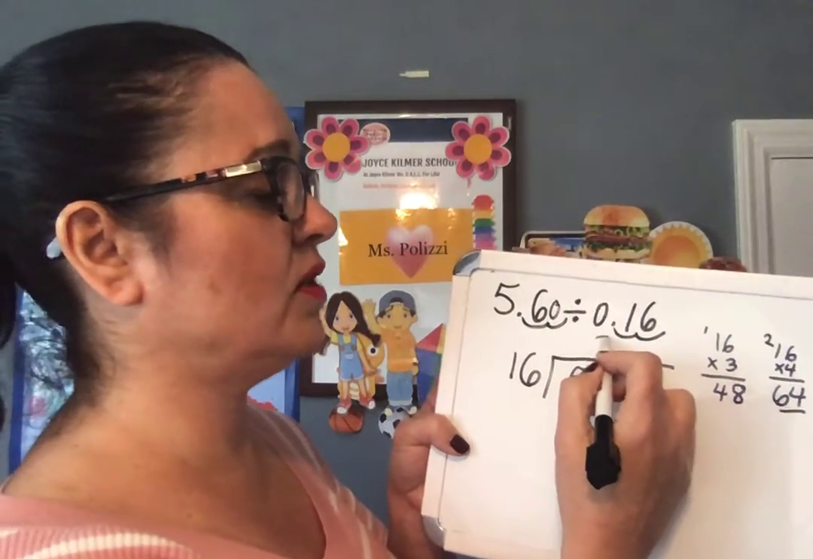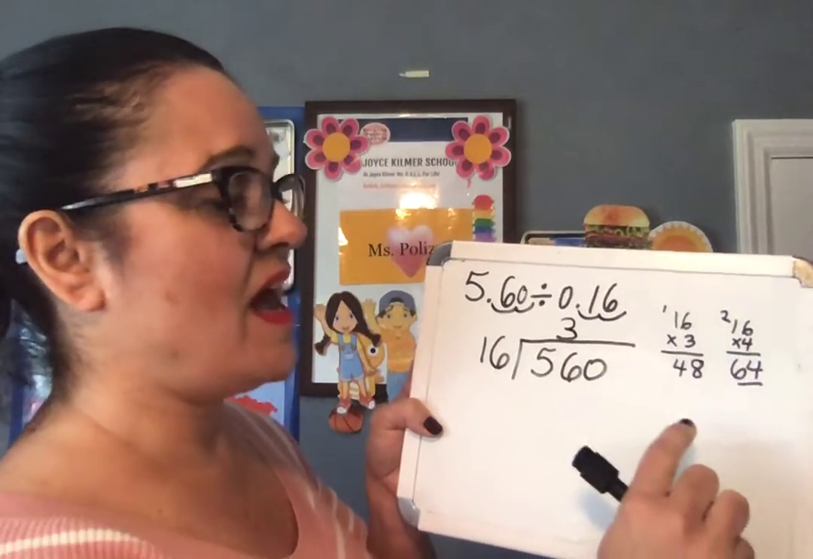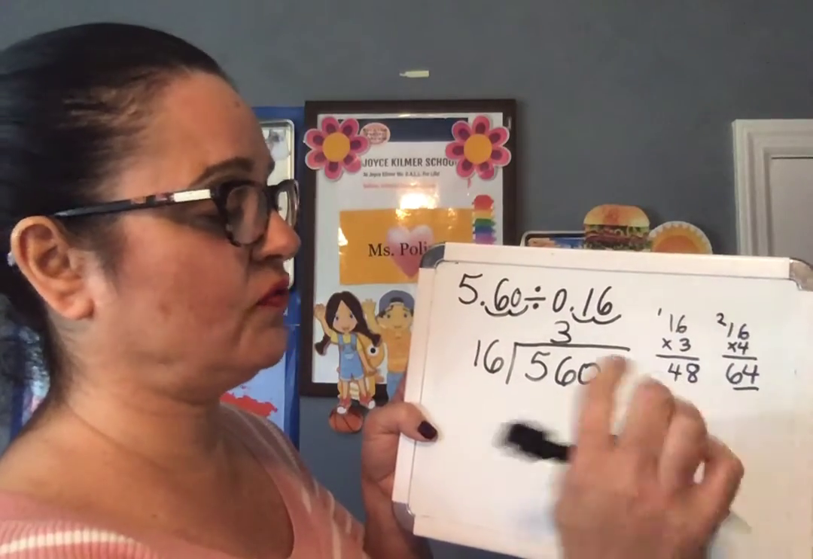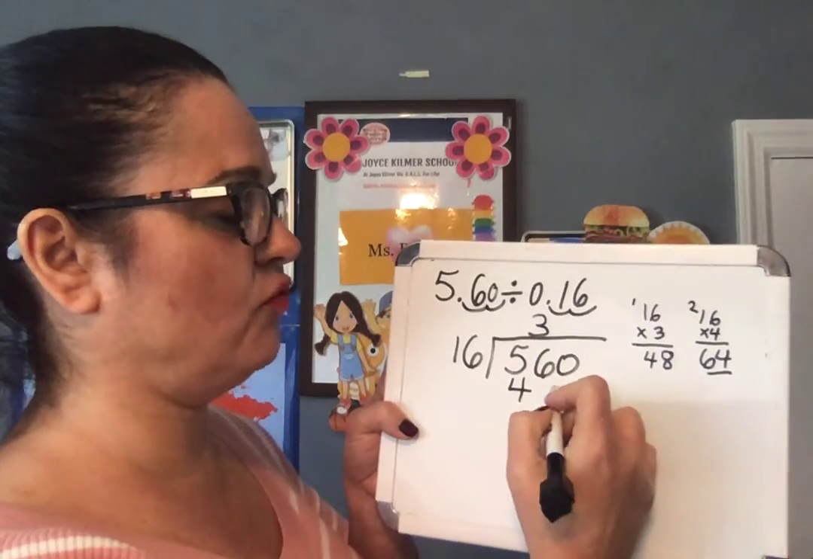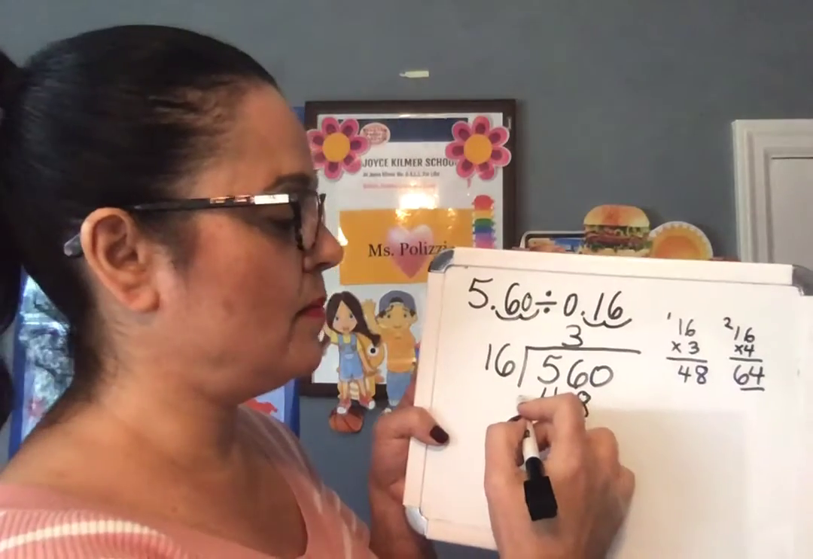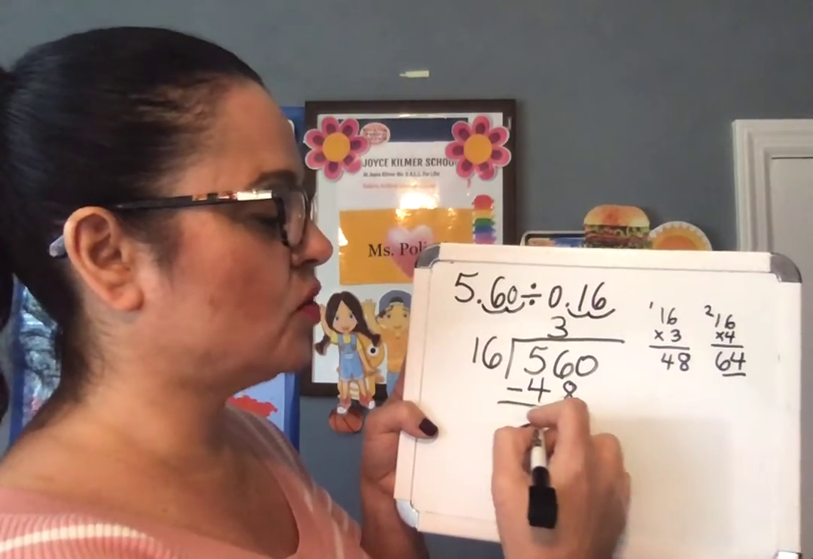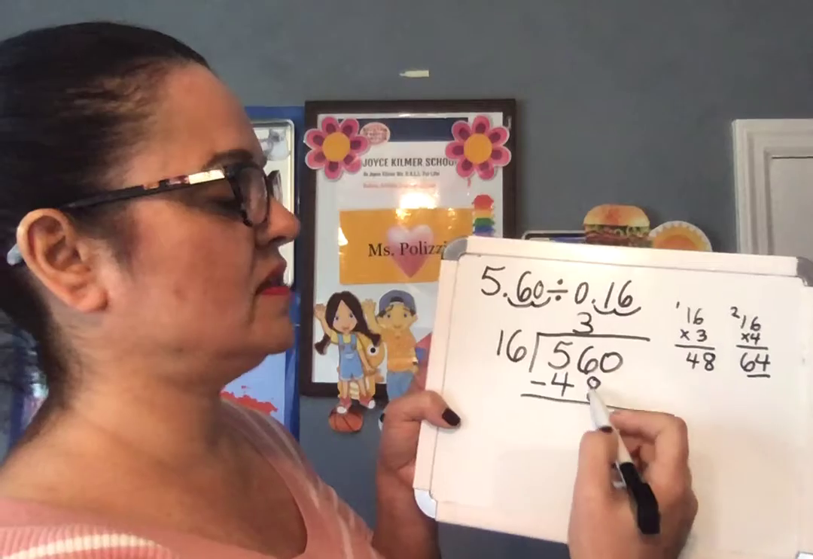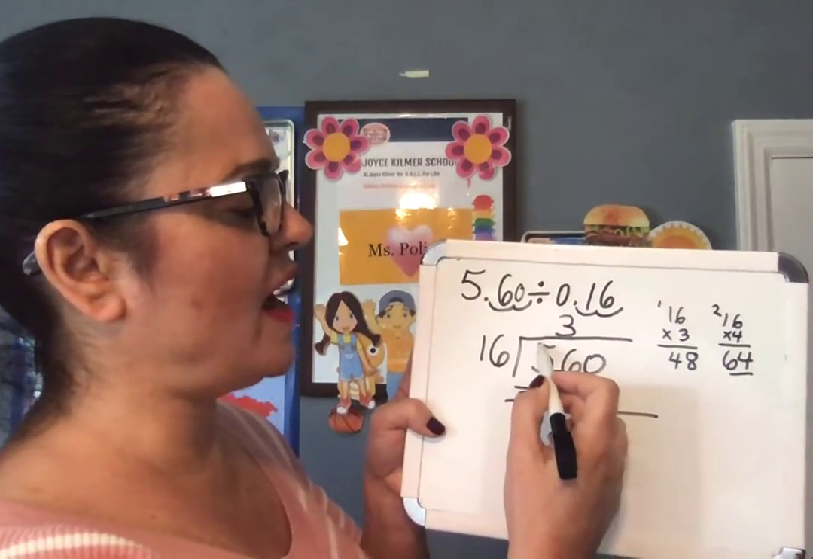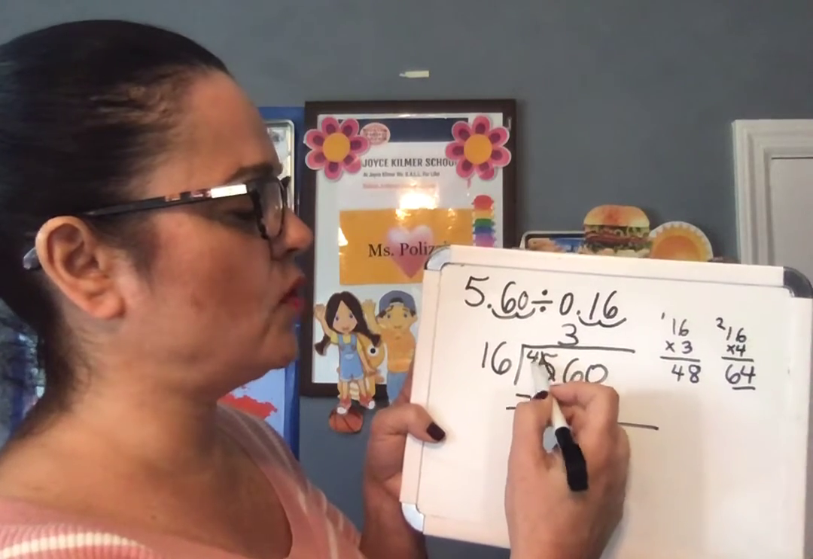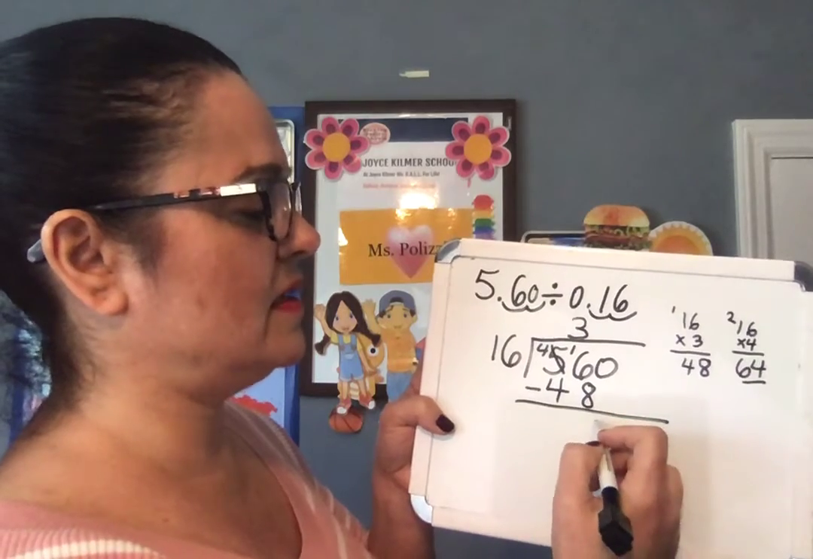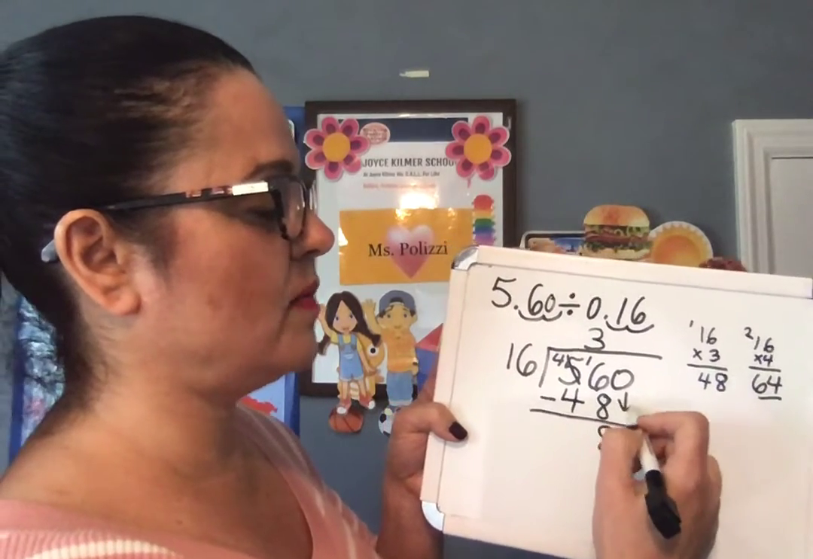So I'll put my 3 on top of the 56, and now I need to multiply. Well, 16 times 3 is 48, and I will put 48 right underneath 56, and now I will subtract. Make a subtraction sign, draw a line, and I would say 6 take away 8. Well, 6 is too small, so I'll borrow from the 5. Make it a 4 and make this a 16. Well, 16 take away 8 is 8, and I'll bring down my 0.